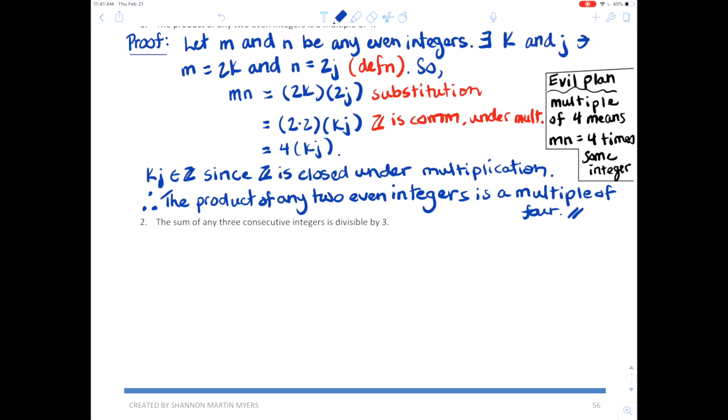So let's think about, do you think this is going to be true? All right, well, 2, 3, and 4 are consecutive. Their sum, 2 plus 3 plus 4 is 9, and 3 divides 9. Try again, right? How about negative 3, negative 2, and negative 1? So you'd get negative 3 plus negative 2 is negative 5, plus negative 1 is negative 6, and 3 divides negative 6. So I think it's true, right?